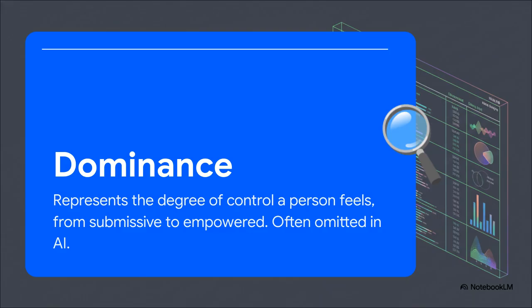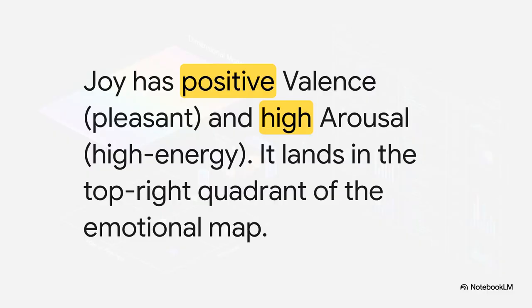But to keep things simple, and honestly, because it's a lot harder to measure from just text, most models you'll see just stick to that 2D map of valence and arousal. So let's actually plot a feeling on this map.